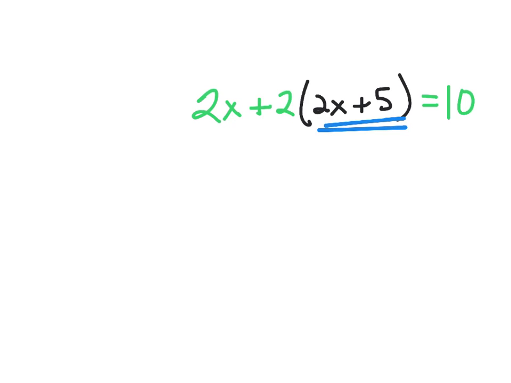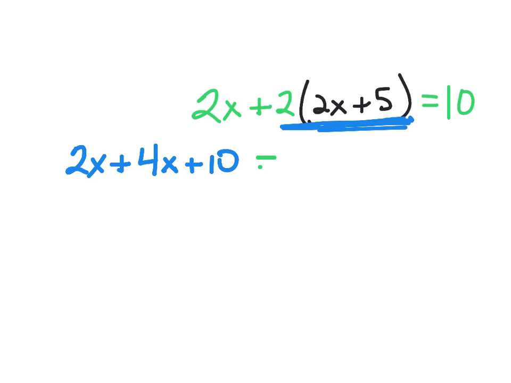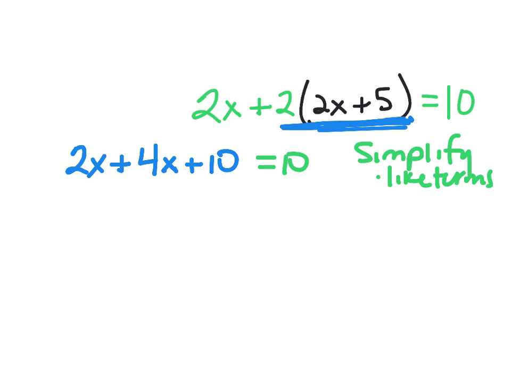So we're going to simplify this left-hand side first, and so we have 2x. We need to distribute this, and so we have 2x plus 4x, and 2 fives is 10. And so we simplified. You always want to simplify each side first, and that means you might be dealing with like terms, and you might be dealing with distribution.